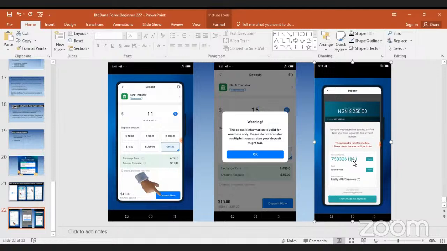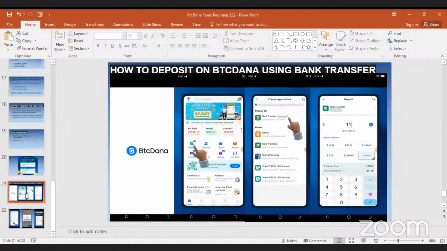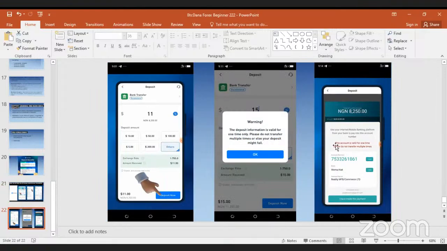In fact, if you want to deposit again, anytime I want to make a deposit personally, once I use these details, if I want to make another deposit, I go back and repeat the process again. I start from the beginning. I click on deposit again, go to bank transfer, and enter the amount I want to deposit. It gets me to this page where it will give me another account details, the bank name and the account number. After sending the amount I want to deposit into this account, I come back here and click on I have made the payment.